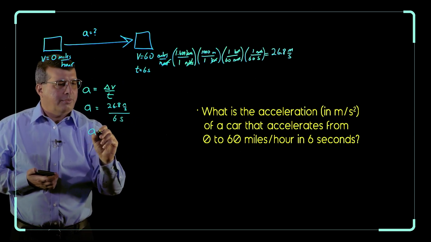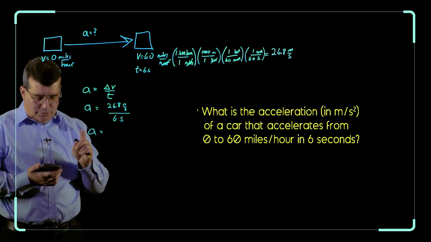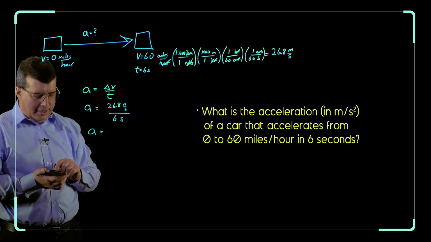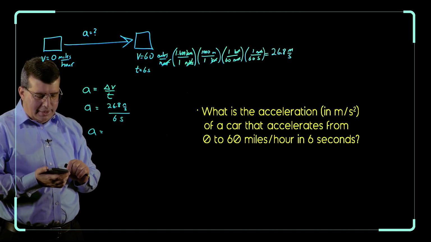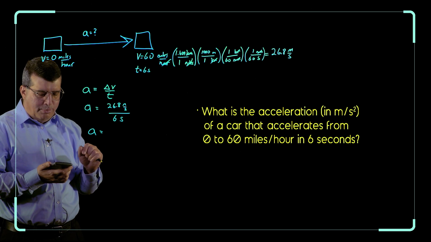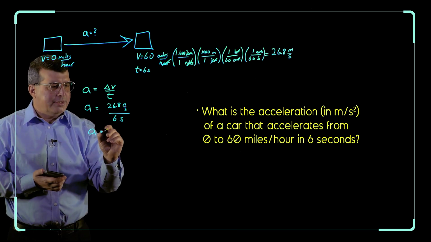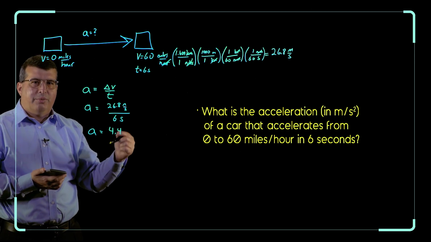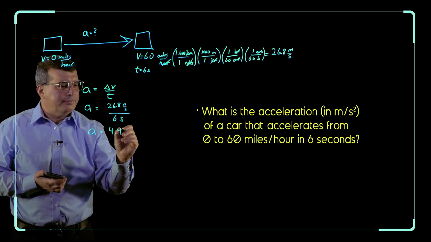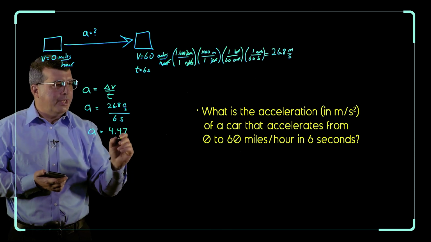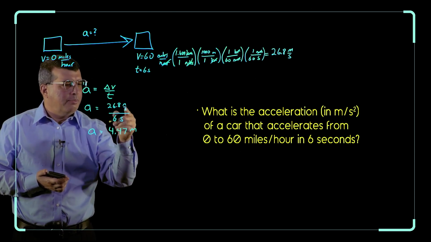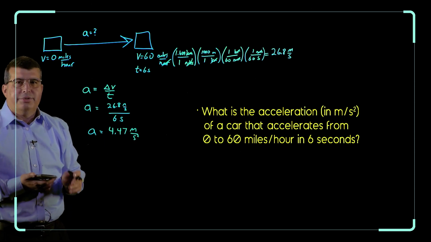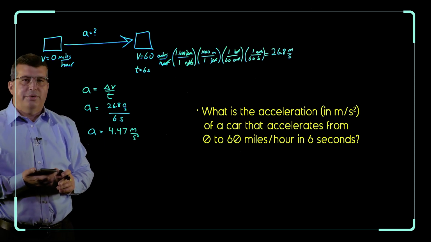So that gives me an acceleration of 26.8 divided by 6. That gives me an acceleration of 4.466. So 4.4, the 6 I will round up to 7. 4.47 meters per second squared. So that is the answer to the question that you were asked.